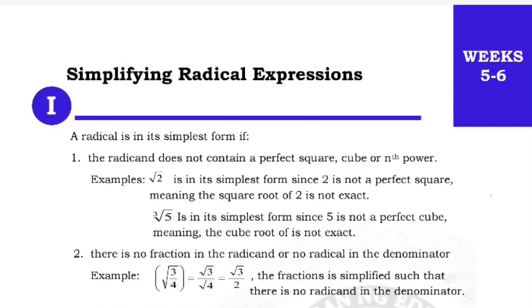Number 2, there is no fraction in the radicand or no radical in the denominator. For example, square root of 3/4. In the radicand there is a fraction, so you need to simplify this one. This will be square root of 3 over square root of 4, and square root of 4 is 2. So the answer will be square root of 3 over 2. Since the denominator is not a radical, this is now in its simplest form.